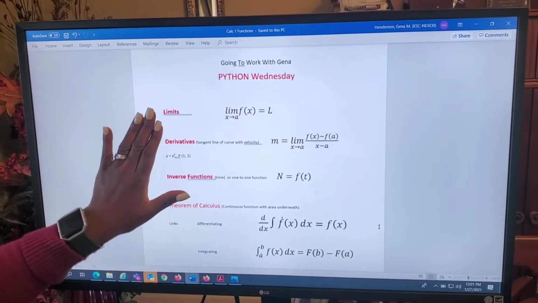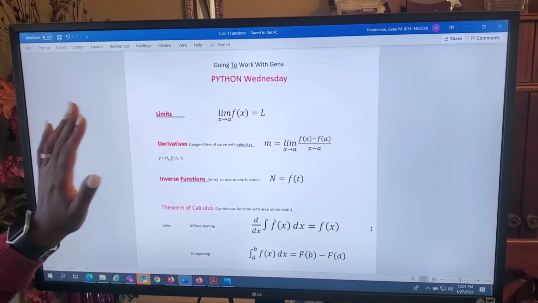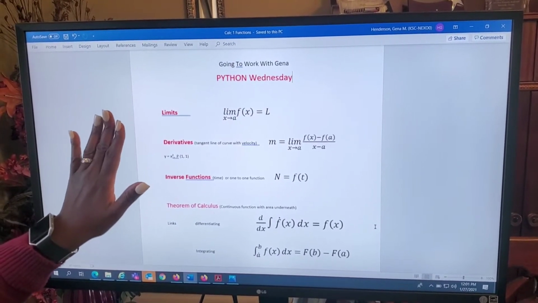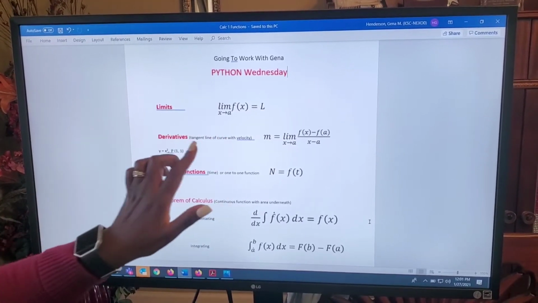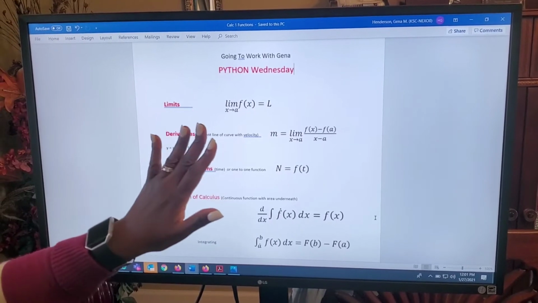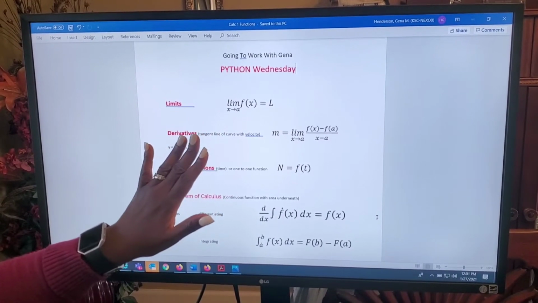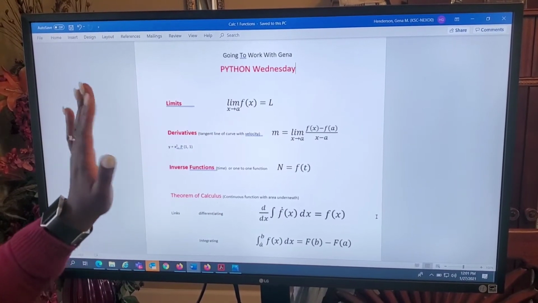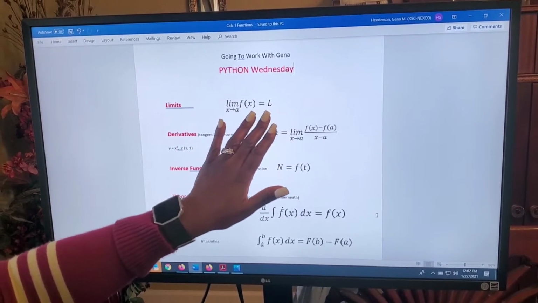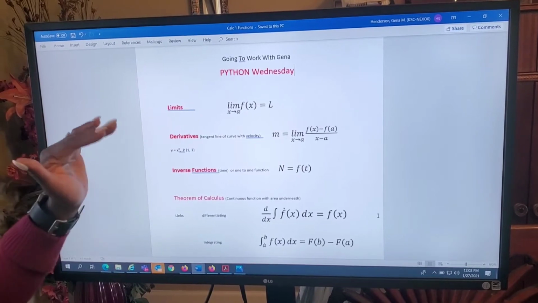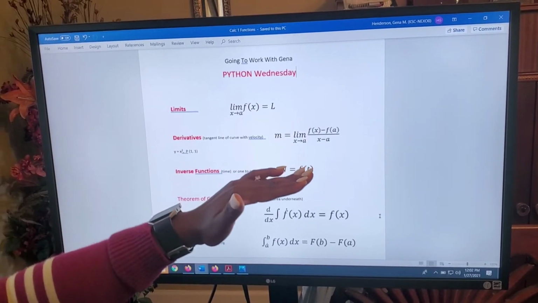Now when you think of a limit, what you're thinking of here is that f of x is going to be equal to L as x approaches A, okay? So that's like when you're looking at a function and as that function approaches whatever the value of L is, that's the same as saying as x approaches A.